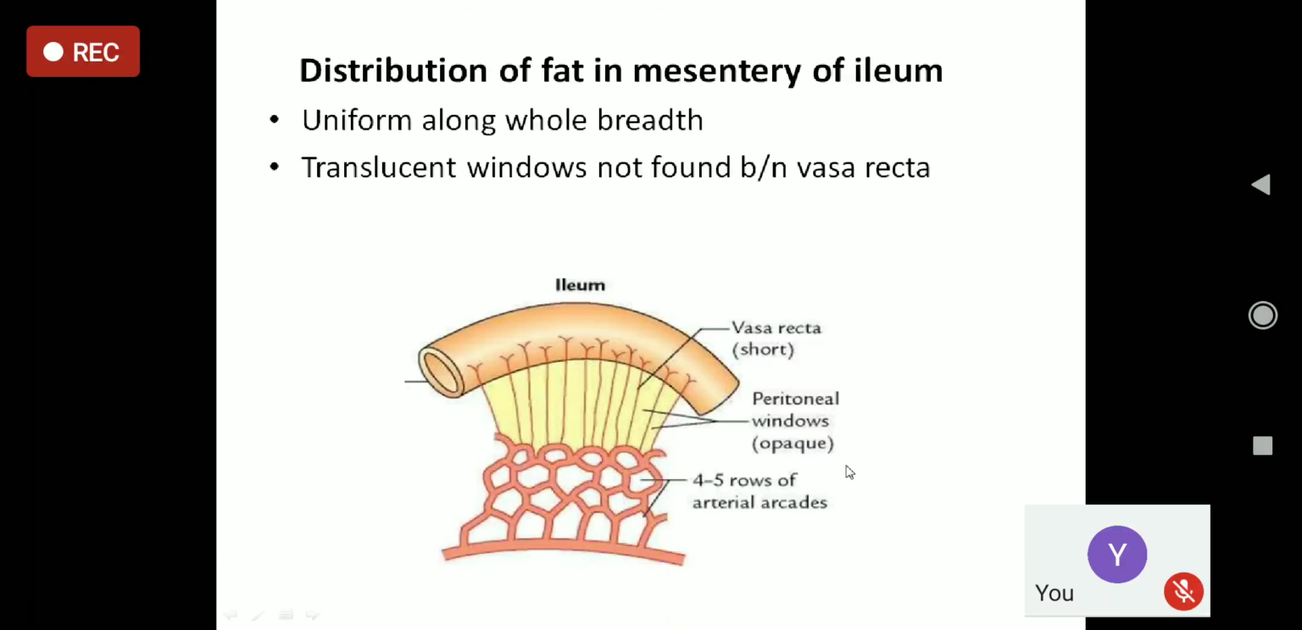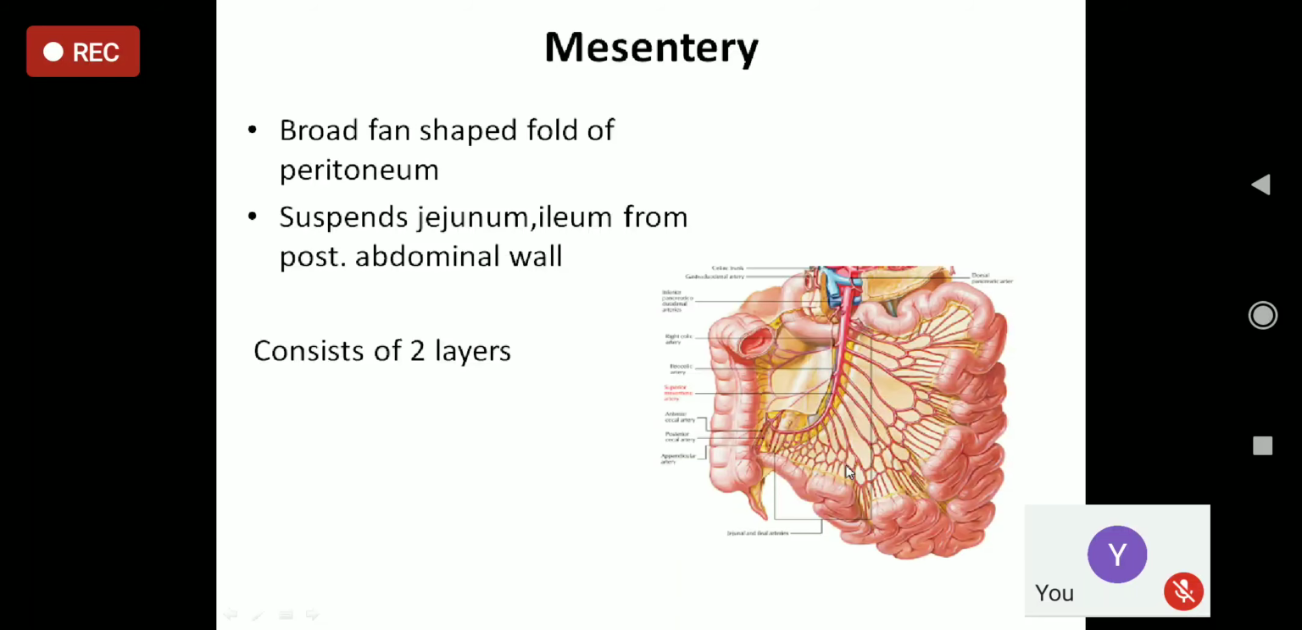Okay, now coming to another important part, that is the mesentery. So this is the mesentery here. It is a broad fan-shaped fold of peritoneum, consists of two layers, and within the layers you will find the jejunal and the ileal arteries running. Okay, so this mesentery suspends the jejunum and ileum from the posterior abdominal wall.